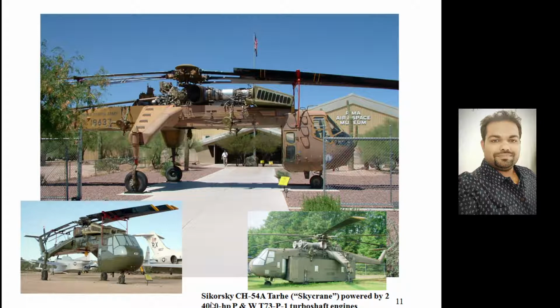This is the example of the Sikorsky CH-54A Tarhe, also known as Sky Crane, powered by two 4,800 HP Pratt & Whitney T73-P1 turboshaft engines. So there are two turboshaft engines attached here, and they are powering this helicopter. If we look at this configuration, this is an American twin-engine heavy lift helicopter designed by Sikorsky Aircraft Company for the US Army.